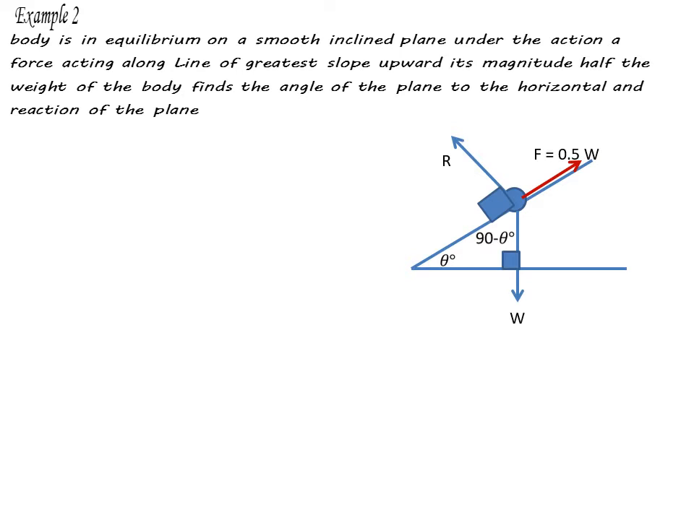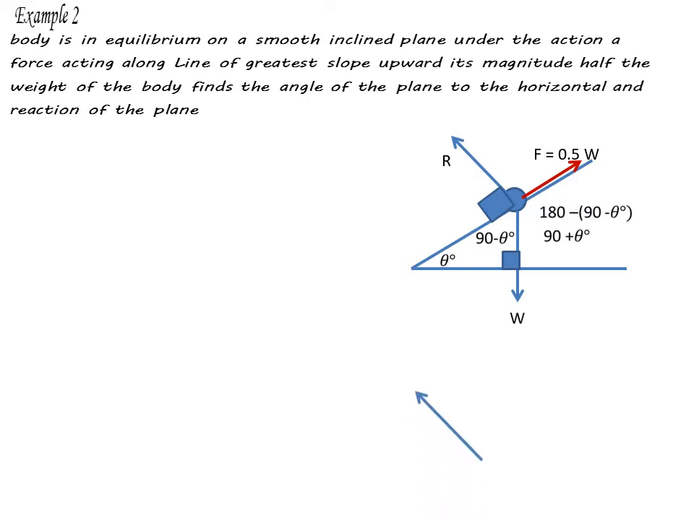the body is in equilibrium, so we can apply Lami's rule, right? Finally, we have a straight line here. If two angles are supplementary, and one of them equals 90 minus theta, then the other angle will be 180 minus 90 minus theta, right? Finally, after simplifying, it will be 90 plus theta.